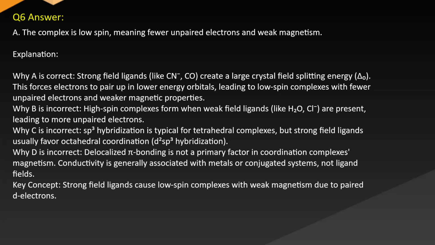High spin complexes form when weak field ligands like Cl- are present, leading to more unpaired electrons. Why C is incorrect. sp3 hybridization is typical for tetrahedral complexes, but strong field ligands usually favor octahedral coordination, d2sp3 hybridization. Why D is incorrect. Delocalized pi bonding is not a primary factor in coordination complex magnetism. Conductivity is generally associated with metals or conjugated systems, not ligand fields. Key concept: strong field ligands cause low spin complexes with weak magnetism due to paired d electrons.